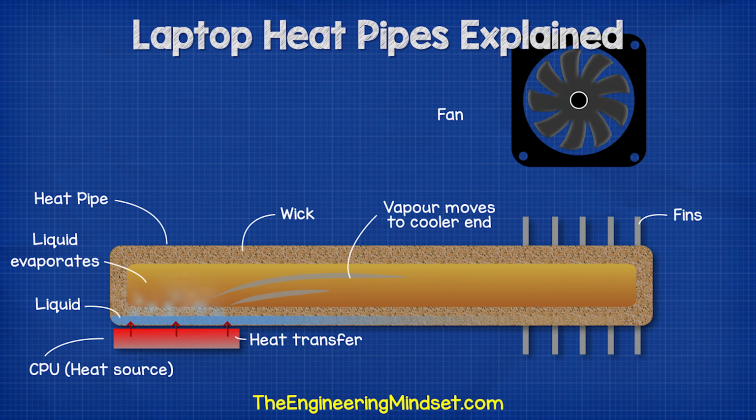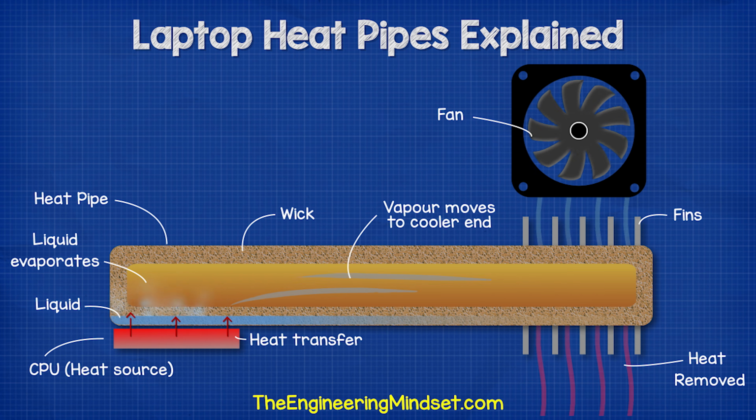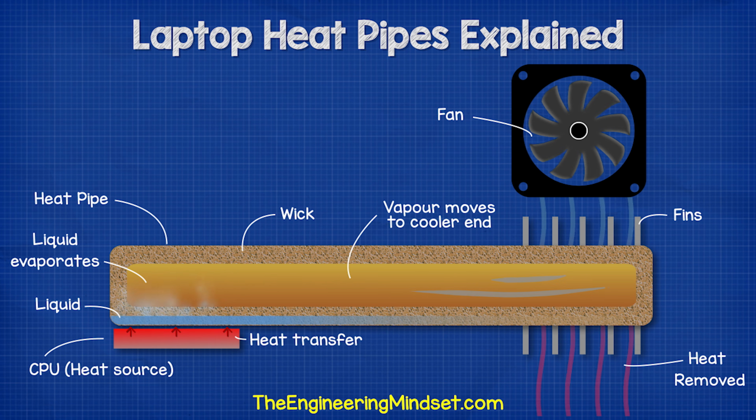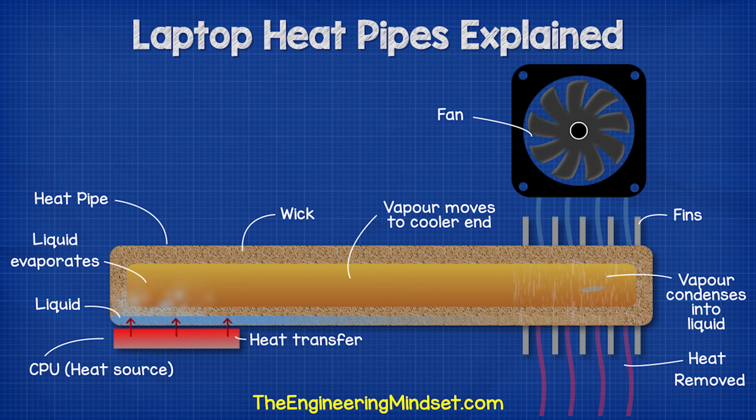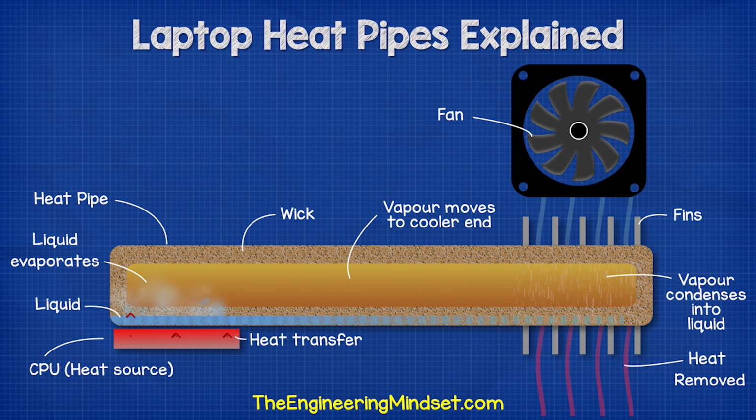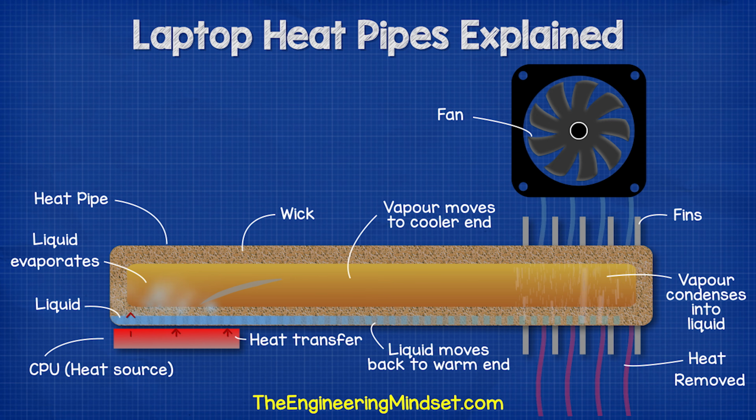and evaporate. The vapor moves towards the opposite end, which is cooler, because the fan is blowing ambient air across the surface of the heat pipe, and this removes the excess heat. This removal of heat causes the vapor to condense back into a liquid, and this liquid flows back along the wick to pick up more heat, and so the cycle repeats.